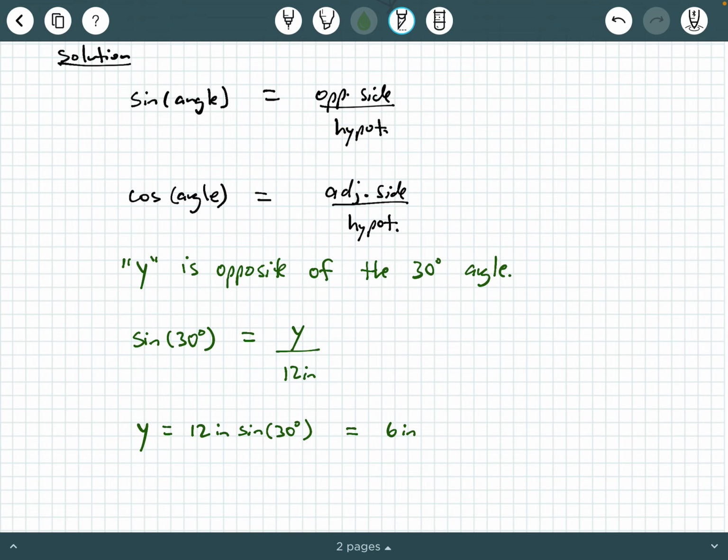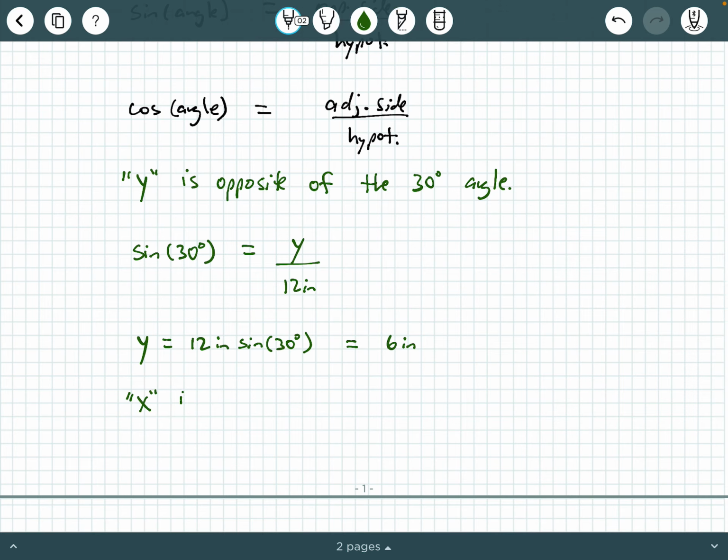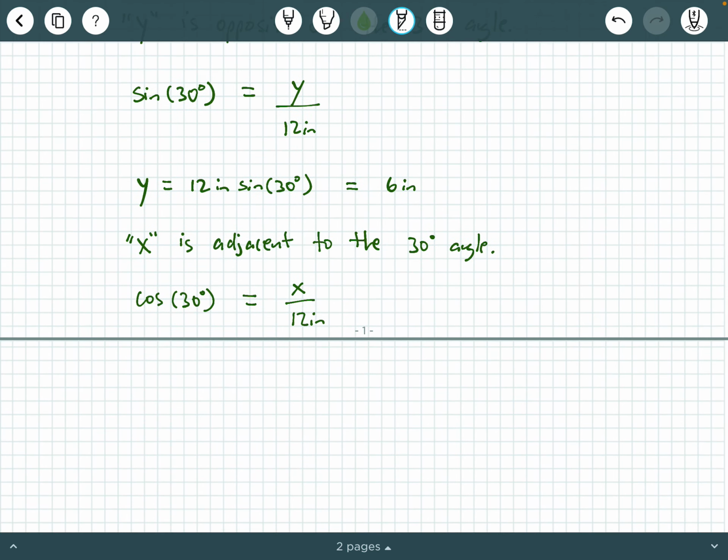Now we can do something similar, but with the cosine calculation. Let's make a note that this length x is the adjacent side to the given 30-degree angle. The length x is next to this 30-degree angle, so cosine of 30 degrees equals, by the basic definition, adjacent over hypotenuse, which is x over 12 inches. Again, cross multiply the 12 inches to the left side of the equation, and we get x equals 12 inches times the cosine of 30 degrees.